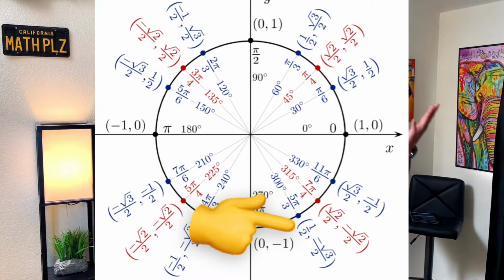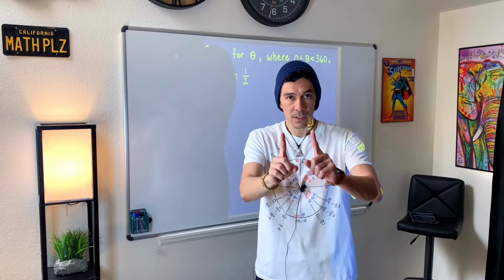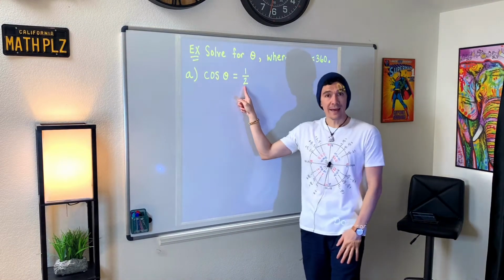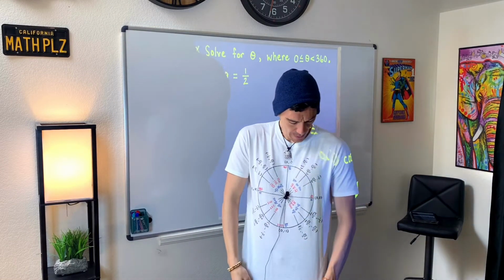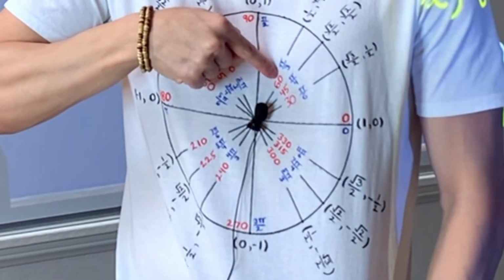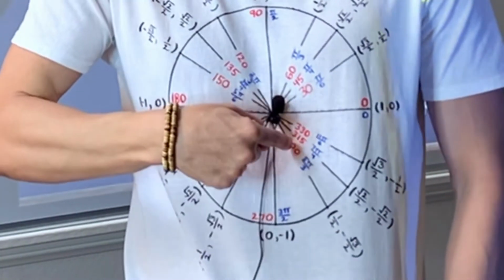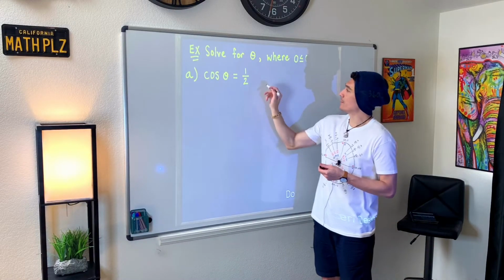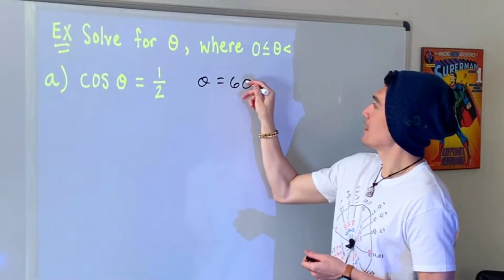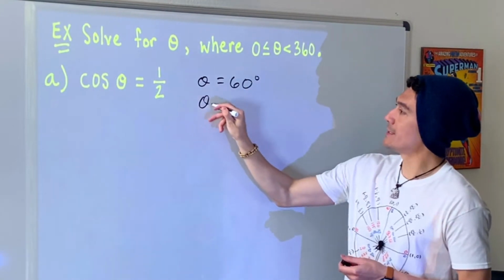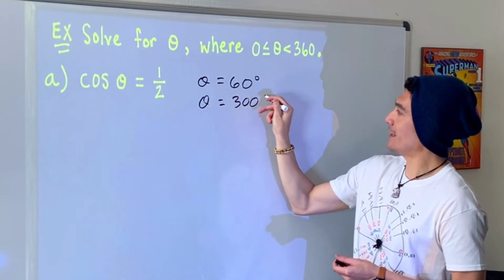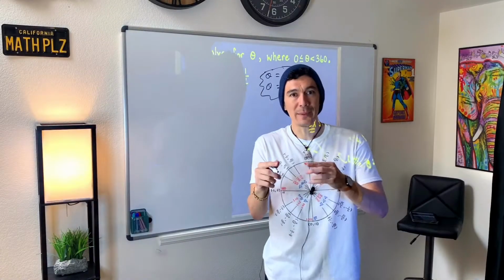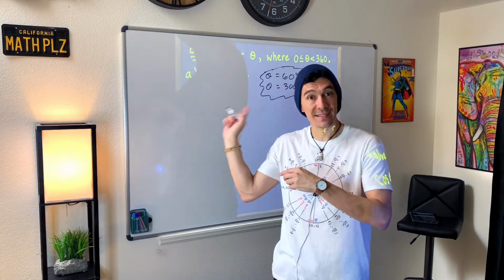So what exactly do I give the teacher? The locations, the angles where that happened. And where was it again? It happened at 60 degrees, and this one here was at 300 degrees. So for this first problem, we have just discovered that theta equals 60 degrees and theta equals 300 degrees. Done.